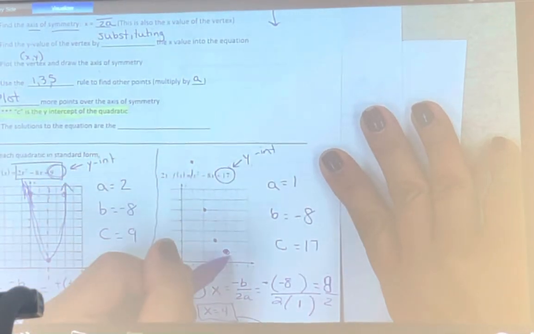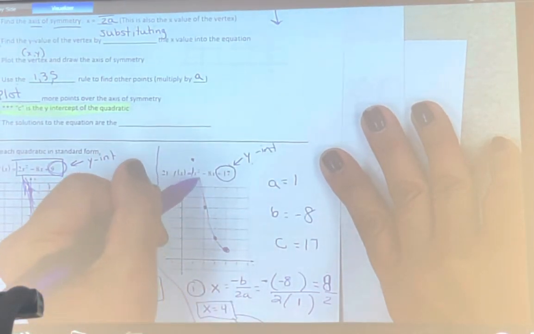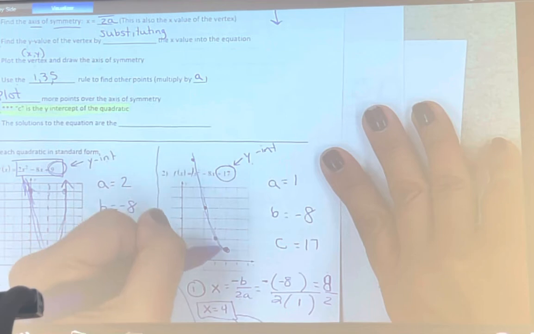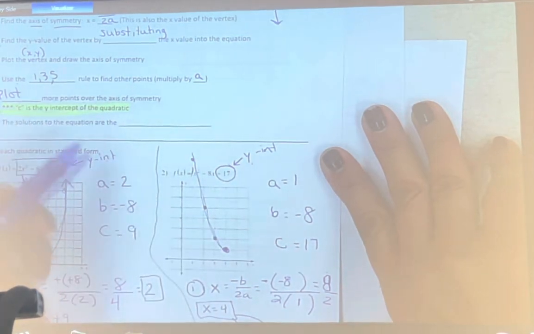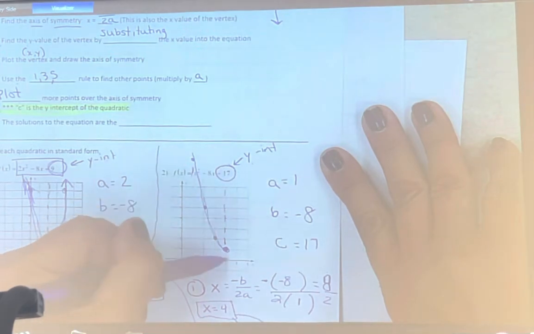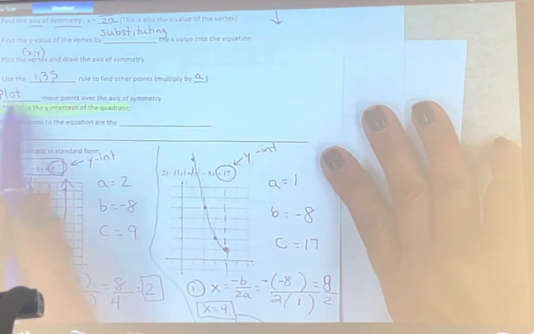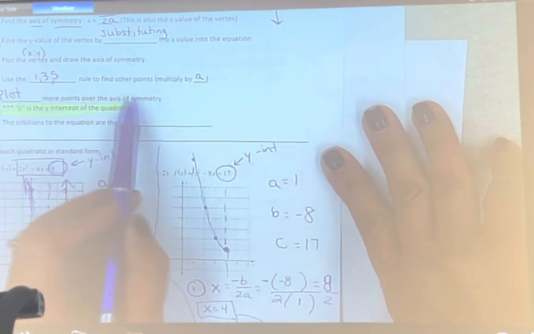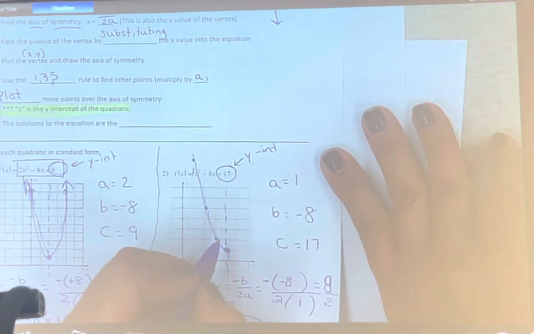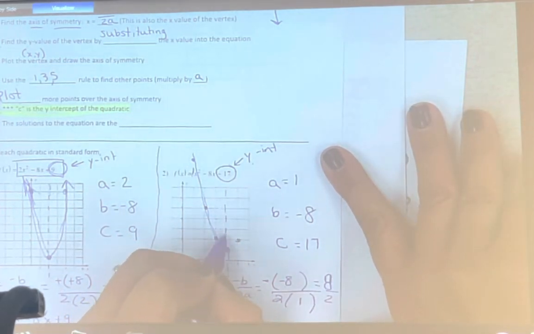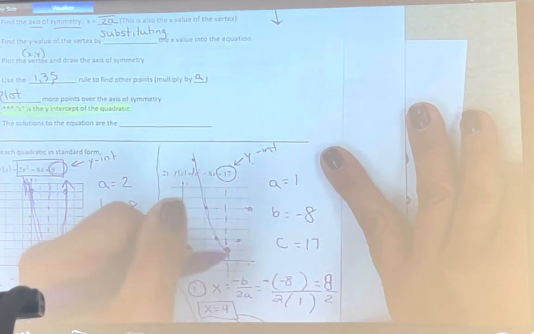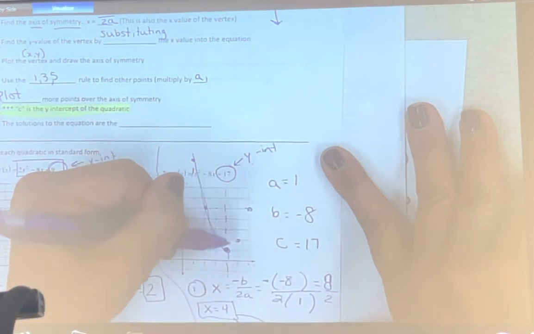So that is our, oh, but you know what we forgot to do? Axis of symmetry. We didn't draw the axis of symmetry, which is just straight up the vertex. It's just a dotted line straight up the vertex. That way we can do the same thing. Now we go here, plot more points over the axis of symmetry. If there's one here, there's one here. If there's 1, 2, 1, 2. And we can draw the other side of that.